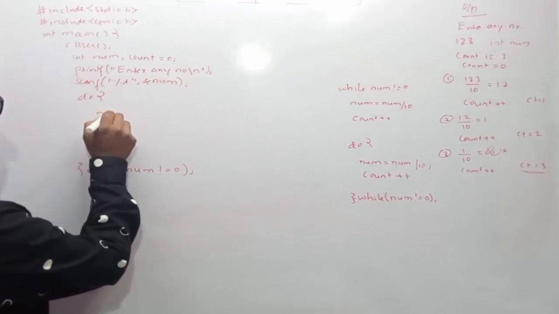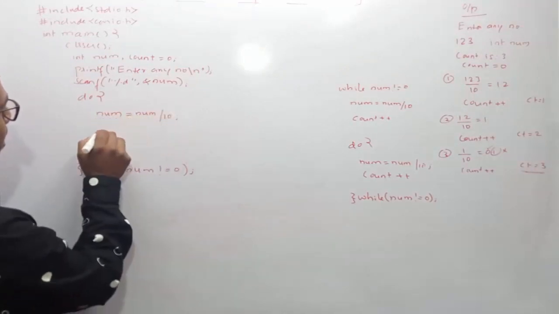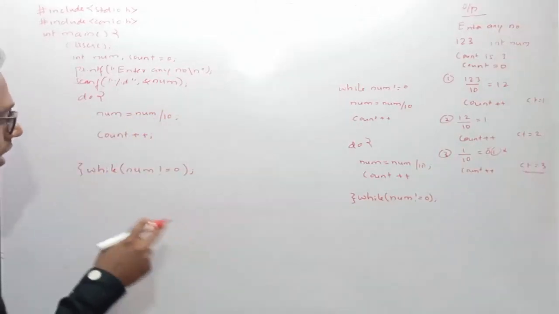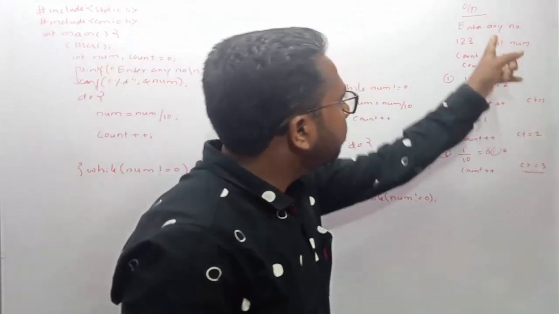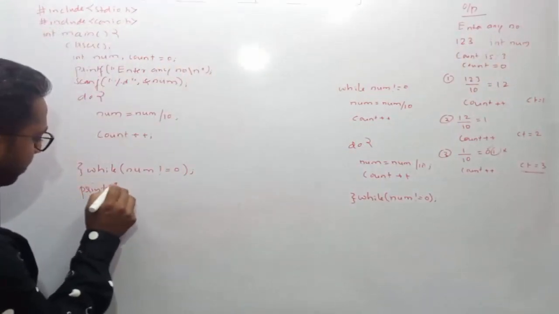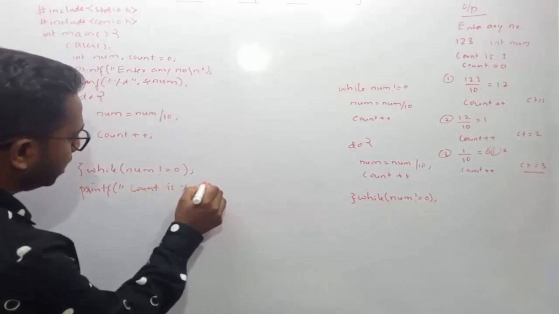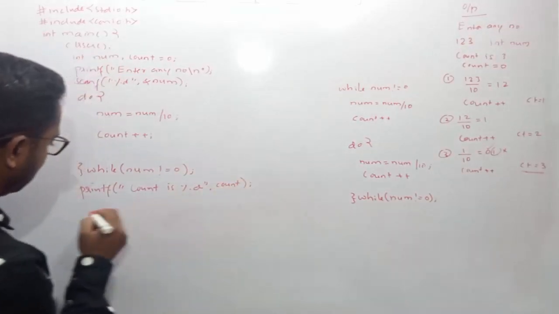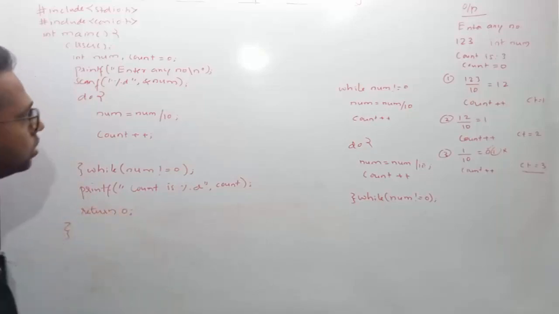Now I will divide num by 10 and then count plus plus. When the value of num becomes 0, the count variable will have the value 3 for this number. And now I will printf count is %d, count. Then return 0 and close the curly bracket.